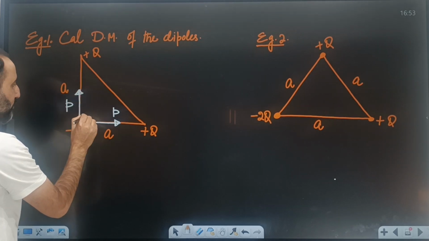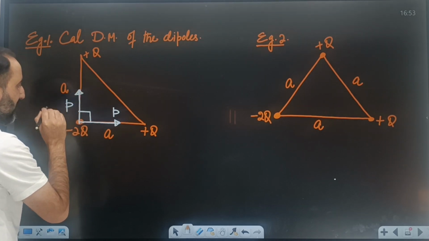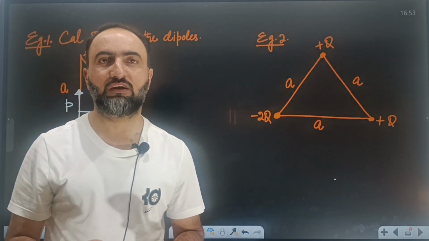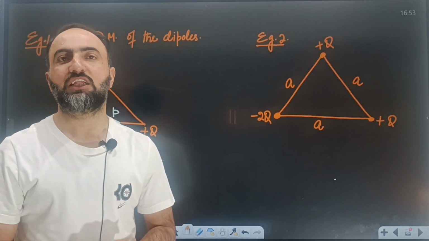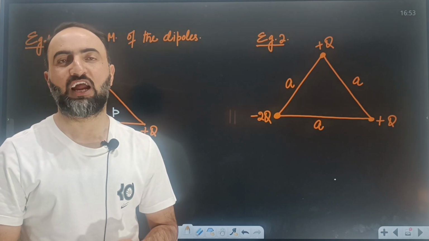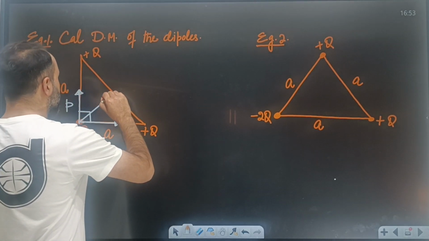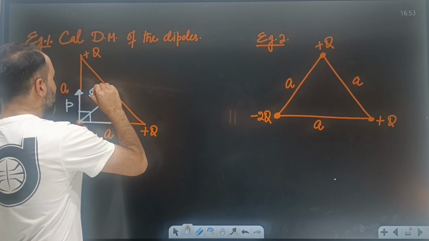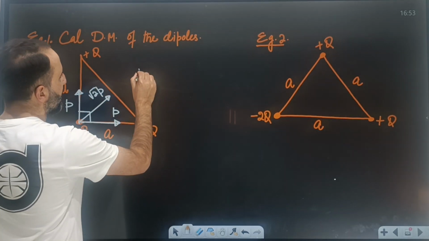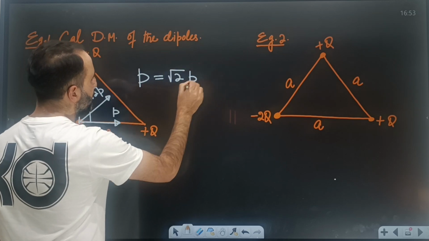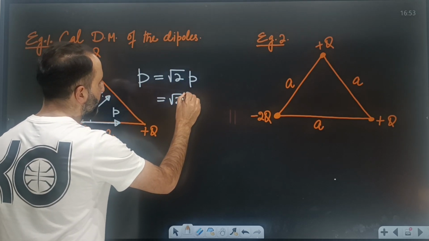And what about the angle between these two vectors? That is 90 degrees. You should know that whenever the angle between two equal vectors is 90 degrees, their resultant is along the angular bisector and is equal to root 2 into p. So the net dipole moment here will be root 2 into p, where p is the dipole moment of one dipole.